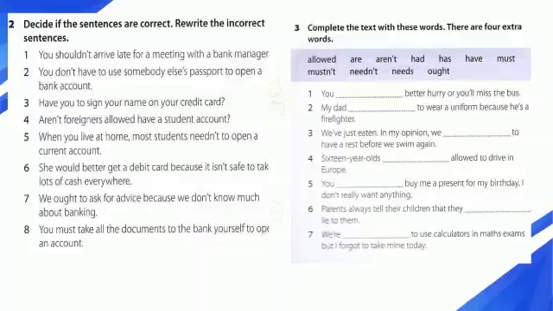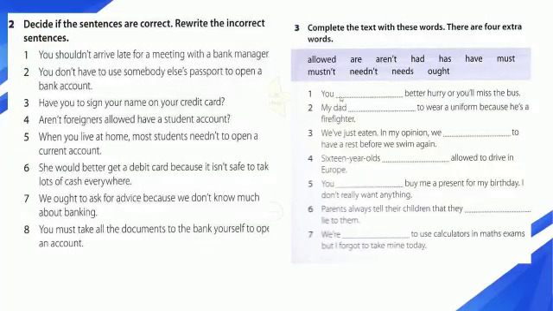Then we have 6. She would better get a debit card because it isn't safe to take lots of cash everywhere. What is wrong in this sentence? Instead of would better, it should be she had better, because here we are giving a piece of advice or recommendation. Then 7, we ought to ask for advice because we don't know much about banking. It's correct, because here it's also giving us a piece of advice. 8, you must take all the documents to the bank yourself to open an account. It's correct. Okay?